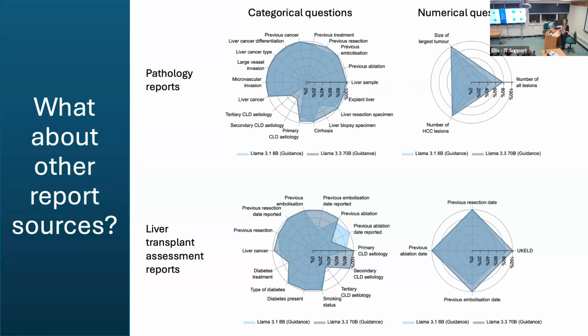So for most questions, the bigger model was better. There were some questions where performance was poor, which was quite interesting. For example, sometimes the pathologist would state the primary etiology of chronic liver disease, but also have a bit of subtlety. Oh, there's actually a bit of iron deposition, or it's a combination of alcoholic and fatty liver disease. And the LLM wasn't really able to extract that kind of fidelity of information. So we know that we can't really count on it for those questions. And that was true for pathology reports and for liver transplant assessment reports, which was quite interesting. But we concluded that we have a reliable pipeline that we can apply to large-scale data.